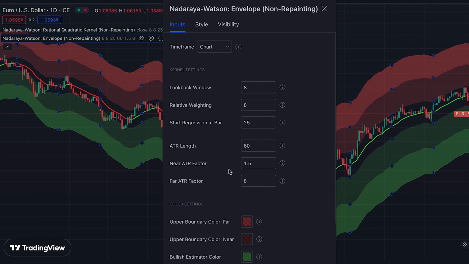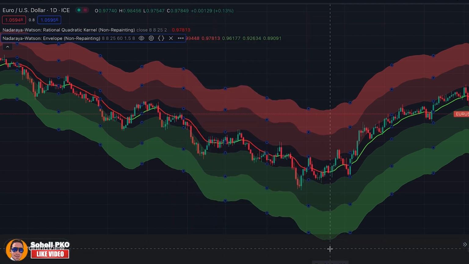For the near bound of the envelope, the recommended range is between 0.5 and 2, and for the far bound of the envelope, the recommended range is between 6 and 8. The default settings work very well, but depending on your trading strategy, you may need to change the settings so this indicator will match other indicators in your trading strategy.